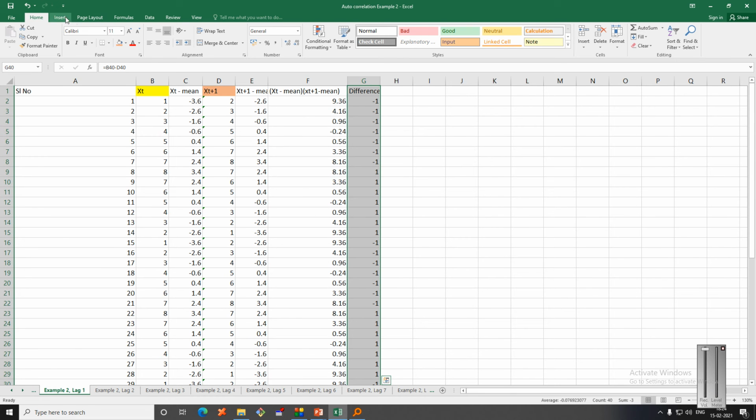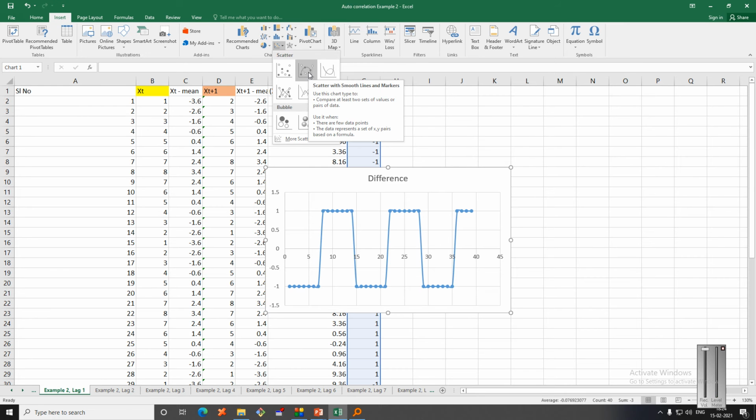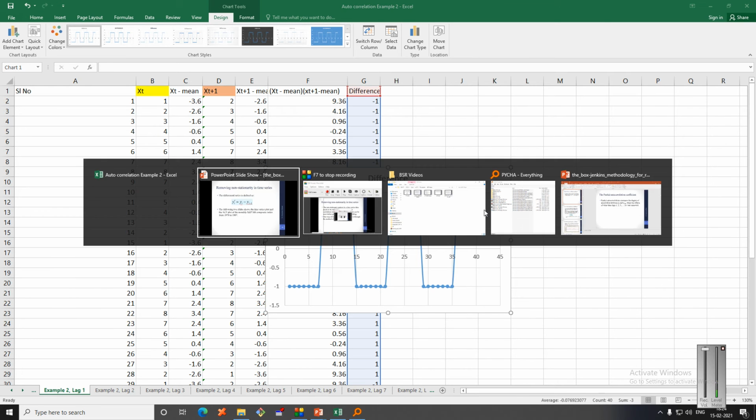If I plot this particular series as a scatter, it again has a pattern here, right? So then we can take the second order difference also. We take that difference till we basically get a stationary series. We will see this in this particular example.